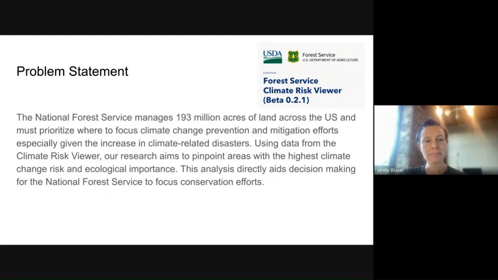The NFS manages 193 million acres of land across the US and must prioritize where to focus climate change prevention and mitigation efforts, especially given the increase in climate-related disasters. Using data from the Climate Risk Viewer, our research aims to pinpoint areas with the highest climate change risk and ecological importance. This analysis directly aids decision-making for the Forest Service to focus conservation efforts.